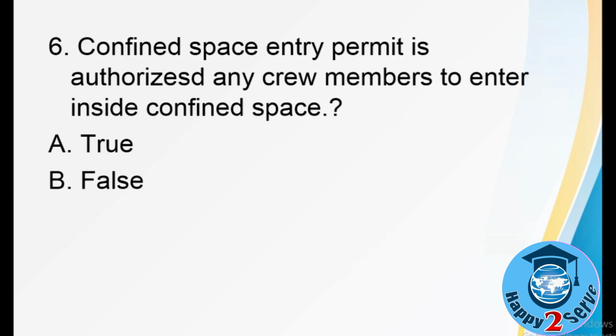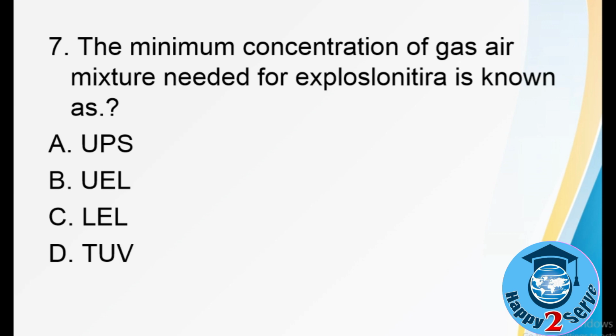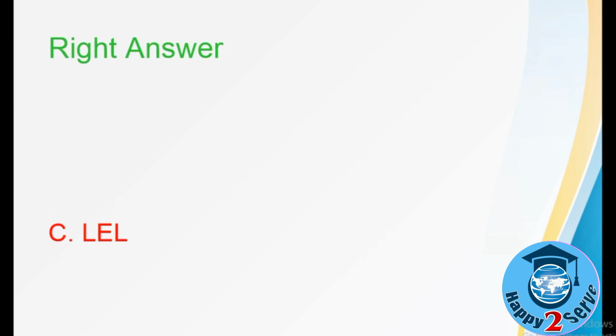6. Confined space entry permit authorizes any crew members to enter inside a confined space? A. True. B. False. Right answer: B. False. 7. The minimum concentration of gas-air mixture needed for explosion is known as? A. UPS. B. UEL. C. LEL. D. TUV. Right answer: C. LEL.